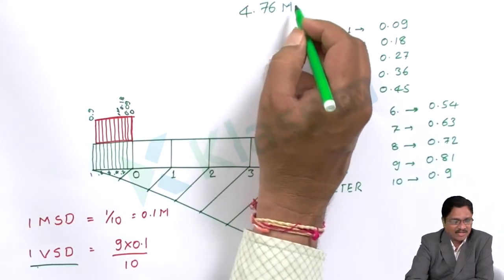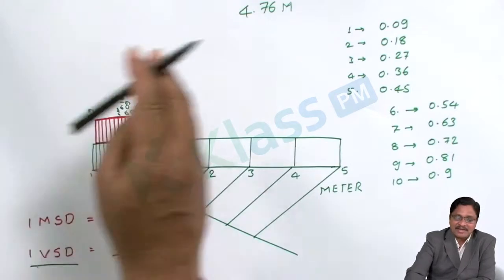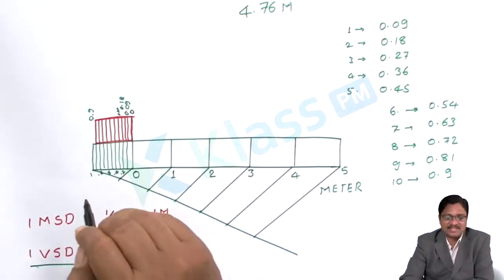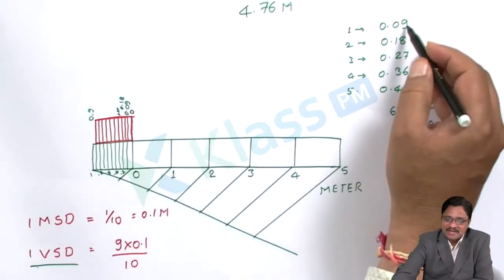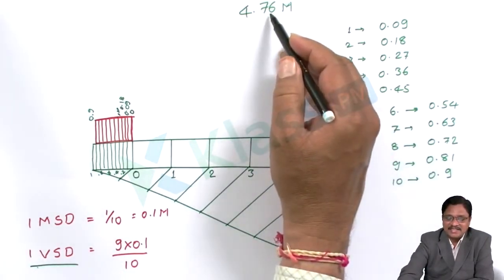4.76 meters I have to mark. So what you have to keep in mind is that I have to consider the end digit value where it matches. Suppose in this one, in which division does the end digit value match? The 6 is the end digit value here.